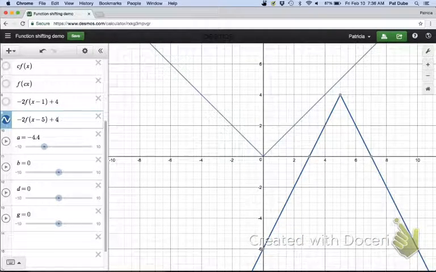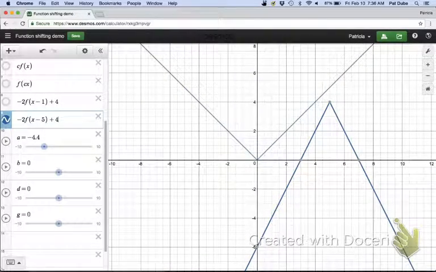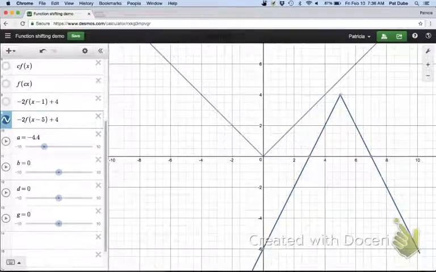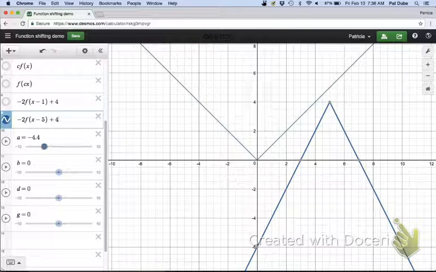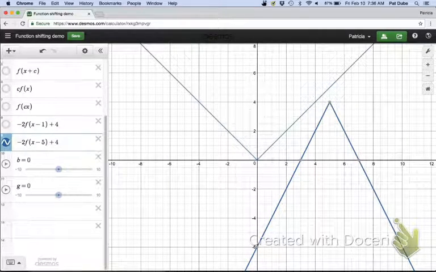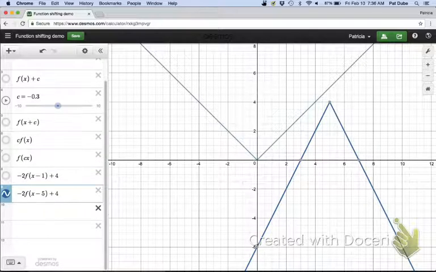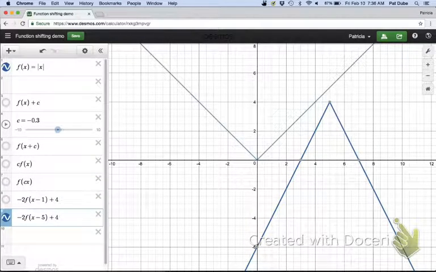So I will put a copy of this, or a link to this particular graph, that you could play with by changing these numbers around. I'm not sure why my sliders didn't work there. But you can change these numbers around and play with it yourself. But the other thing you can do is you can change the function.